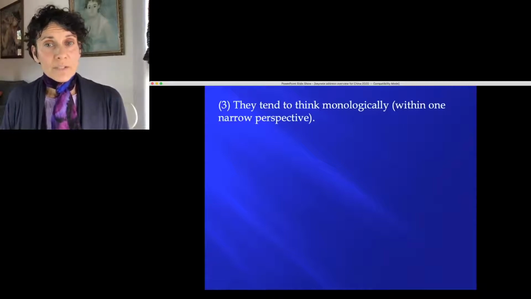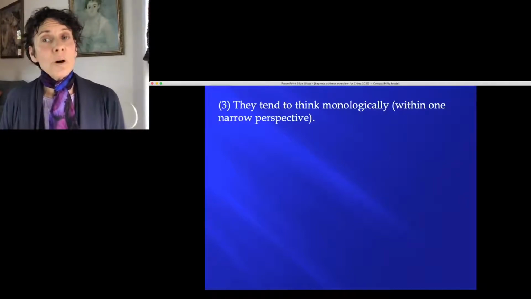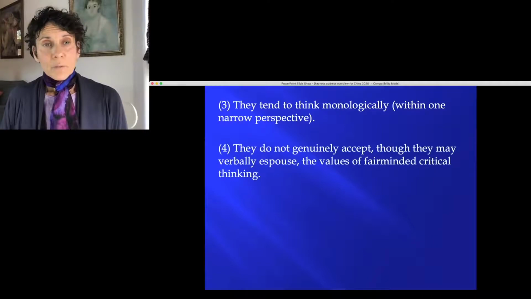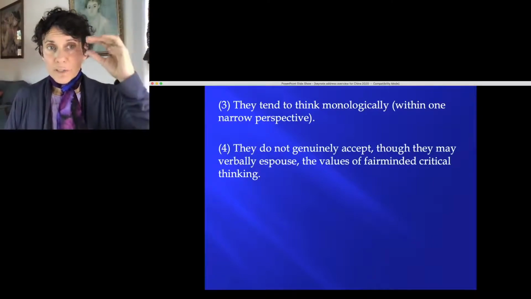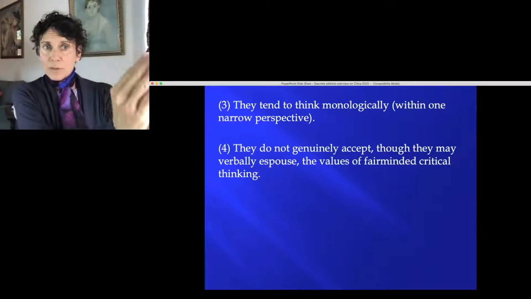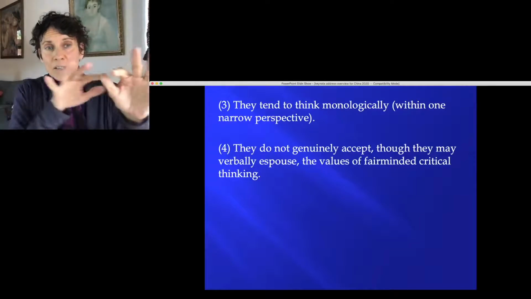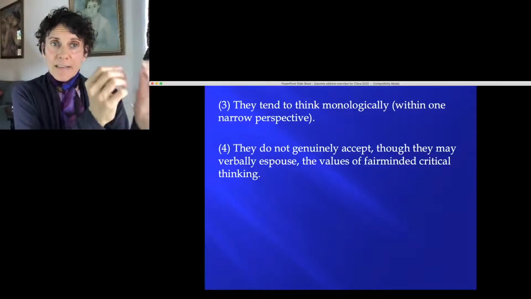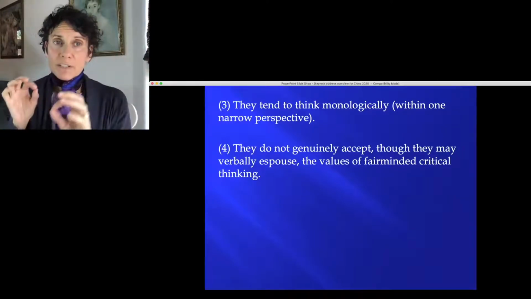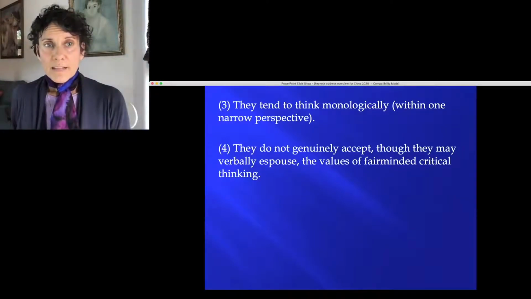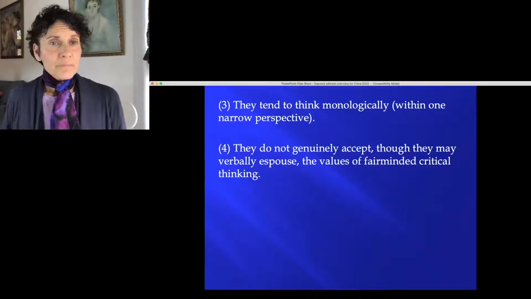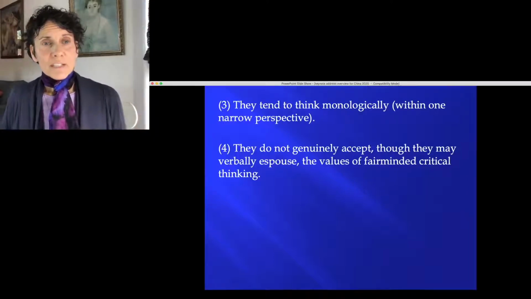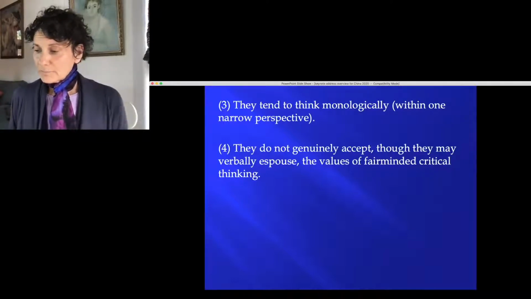And again, weak sense critical thinkers tend to think monologically within a narrow viewpoint. So they may be good at thinking within a field, but not more broadly. A very good engineer, highly skilled in that, but not so skilled as a parent or as a person who is thinking in terms of civic responsibility.